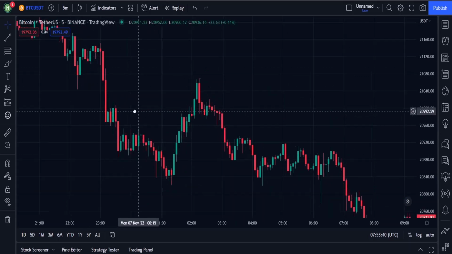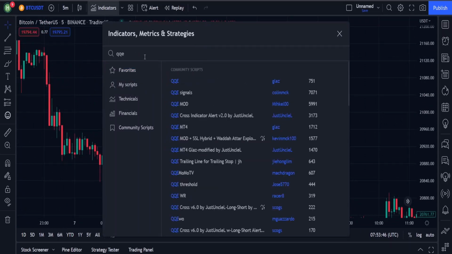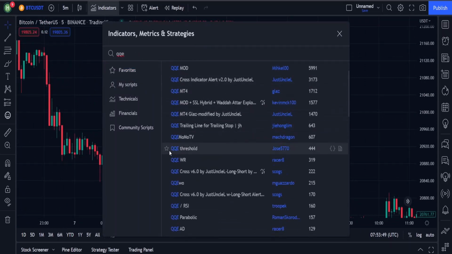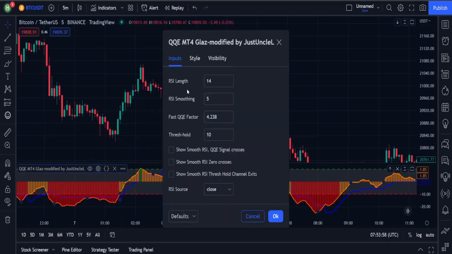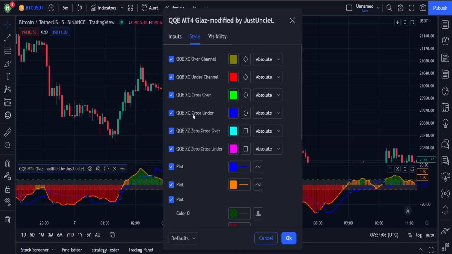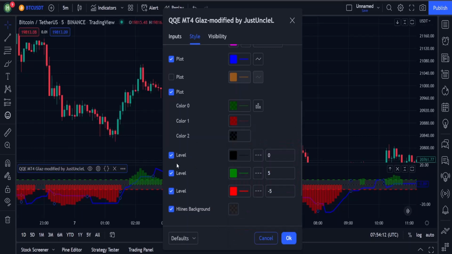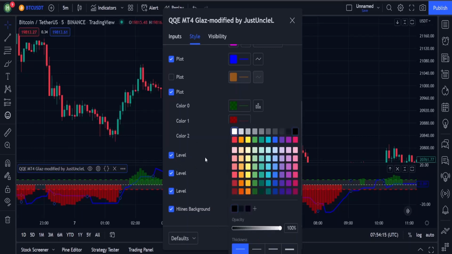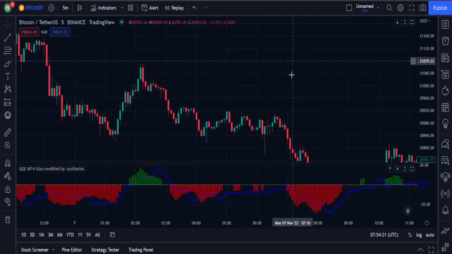So in order to build this setup, we need to add 3 indicators to the chart. For the first indicator, let's search for QQE. There are quite a few QQE indicators out there. The one that we're looking for is this one by Just Uncle L. Now we need to adjust the settings on this indicator. So we'll access its settings, and in the input section, let's change the RSI length from 14 to 10, and the threshold from 10 to 5. Then in the style section, we'll hide some options. We'll uncheck this plot option. Then we'll reduce the opacity for this. After this, we'll change the color of the line to white so that it's easily visible, and we'll get rid of these 3 options here. Now, our first indicator is set up.